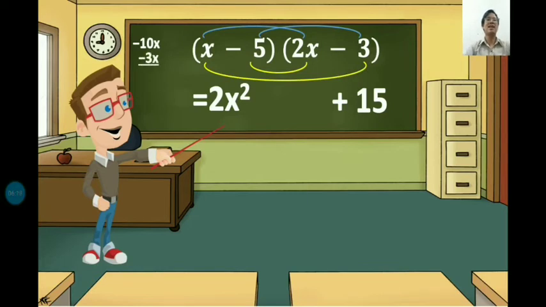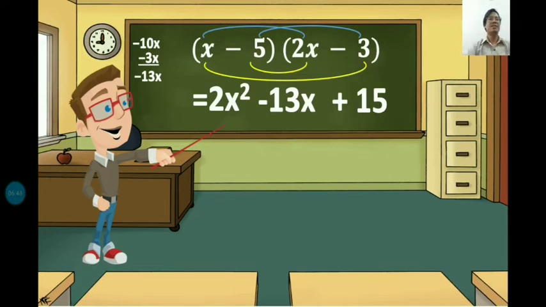Then let us get the sum. Negative 10x plus negative 3x, the answer is negative 13x. So that is our middle term. So the final answer is 2x squared minus 13x plus 15. Did you get it? Alright. Let us proceed now to our lesson.